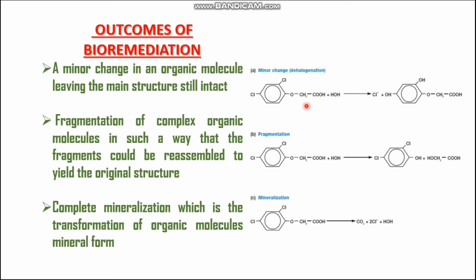So what is fragmentation? Fragmentation of complex organic molecules in such a way that the fragments could be reassembled to yield the original structure. You can see in the image shown on the screen, a complex organic molecule is fragmented and we can reassemble the fragments to produce useful compounds. And the third one is complete mineralization. That is, we break the entire organic molecule into small inorganic compounds, and we can use these inorganic compounds for plant growth and other valuable processes. So these are the three main outcomes of the bioremediation process.